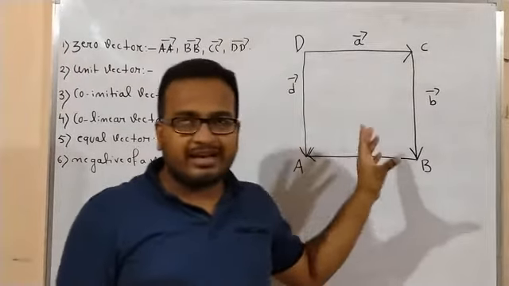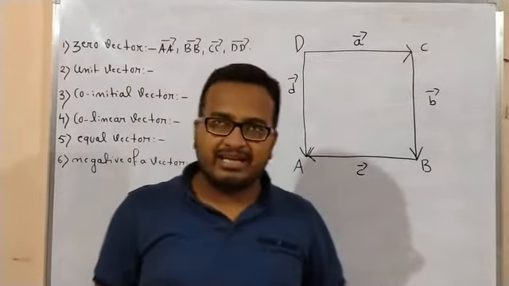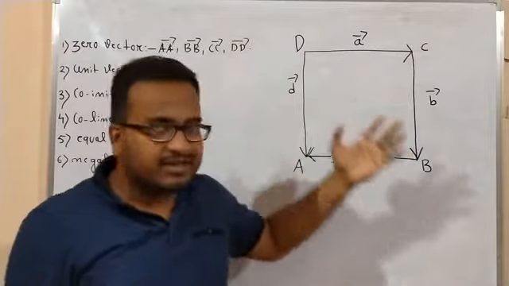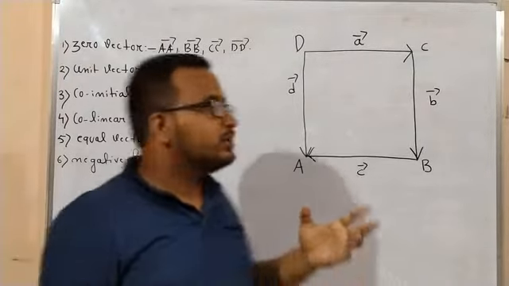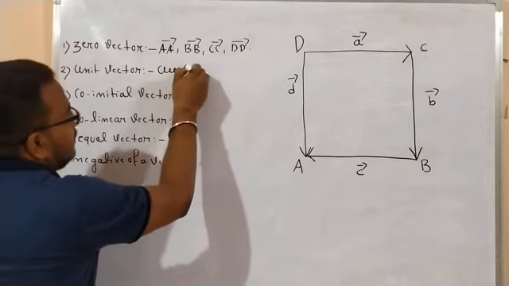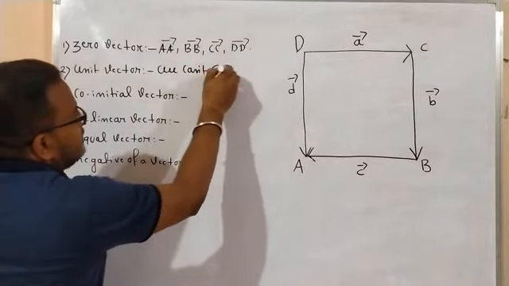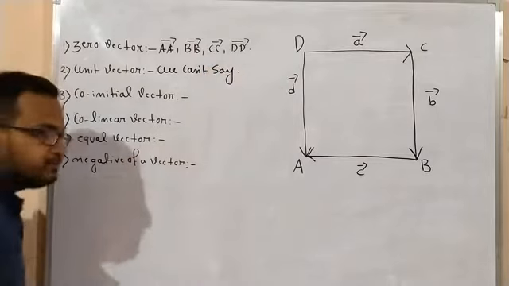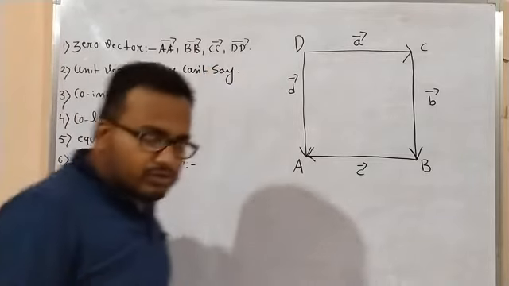So from this diagram you are not able to identify whether unit vectors exist or not, right. So you just write we can't say. Okay. Now next one is co-initial vectors.